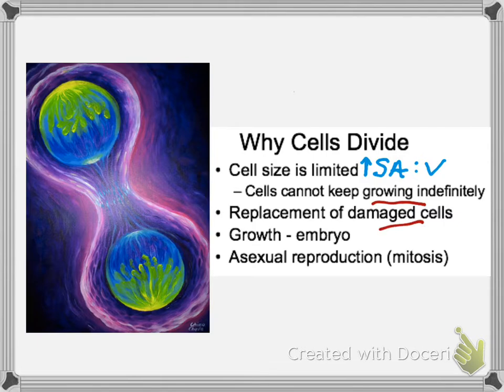So for example, if you skin your knee, you're going to want to replace those skin cells pretty quickly so that you're not going to compromise innate immunity. And cells are going to need to be replicated a ton during any type of embryonic growth or development. And then all of these are forms of asexual reproduction so that you can perform mitosis to get those cells to divide.